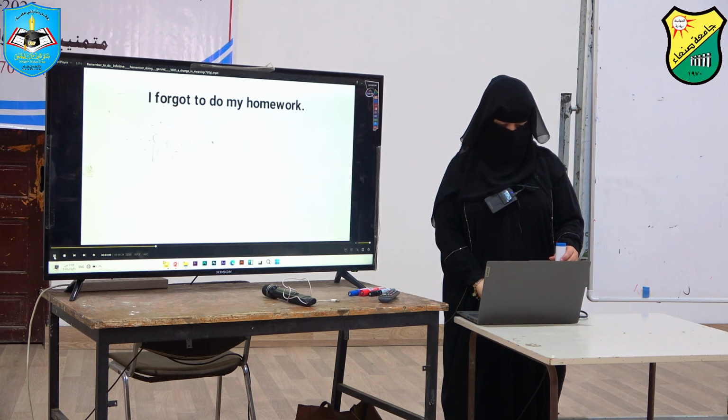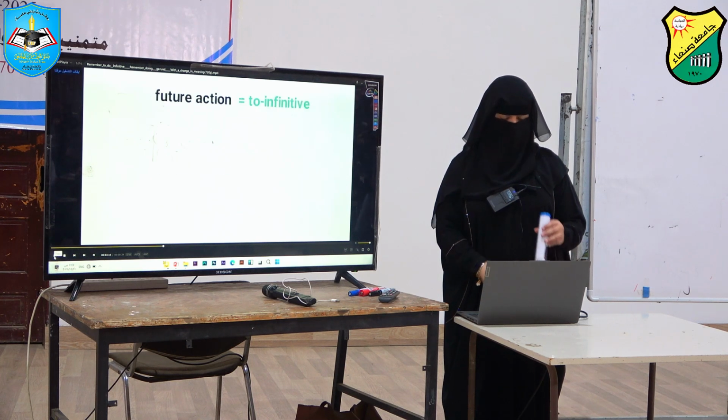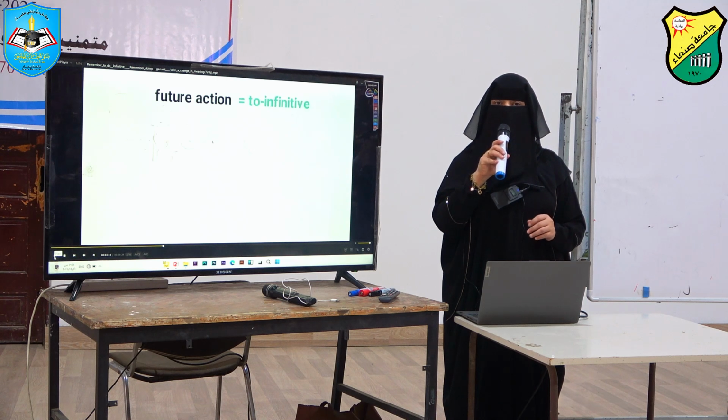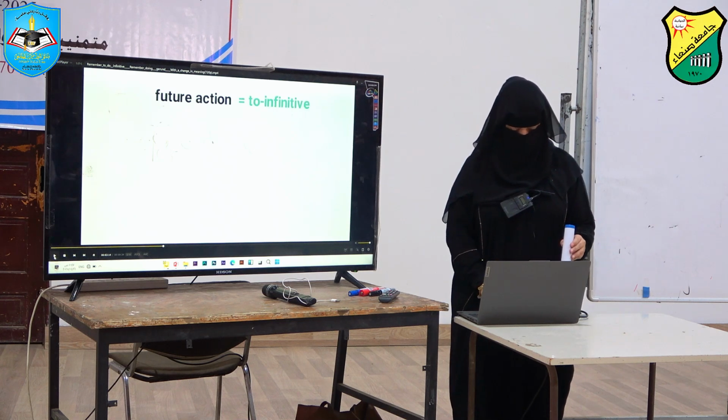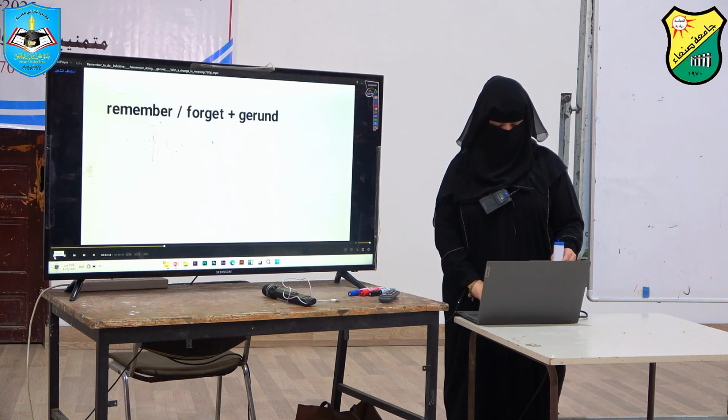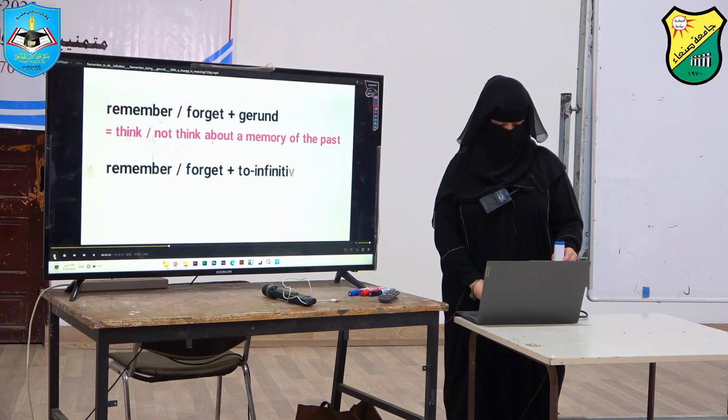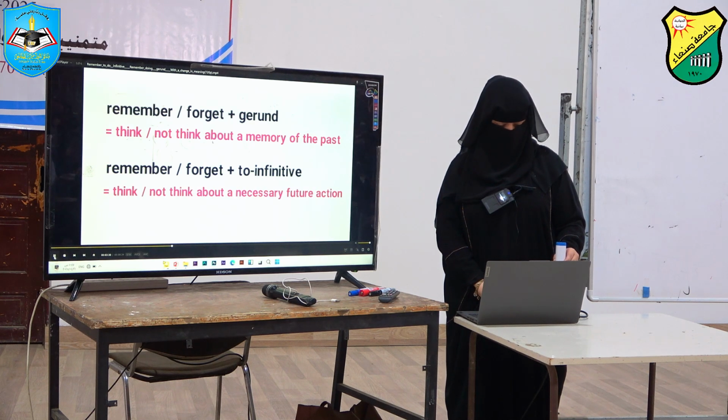Again, in which sentence did you not think about a future necessary action? Here on the timeline we can see you don't think about something that you should subsequently do: your homework. So let's just recap. With the to infinitive, you didn't do it, you will do it. So remember or forget plus the gerund is when you think or don't think about a memory of the past. And remember or forget plus the to infinitive is when you think or don't think about a necessary action.